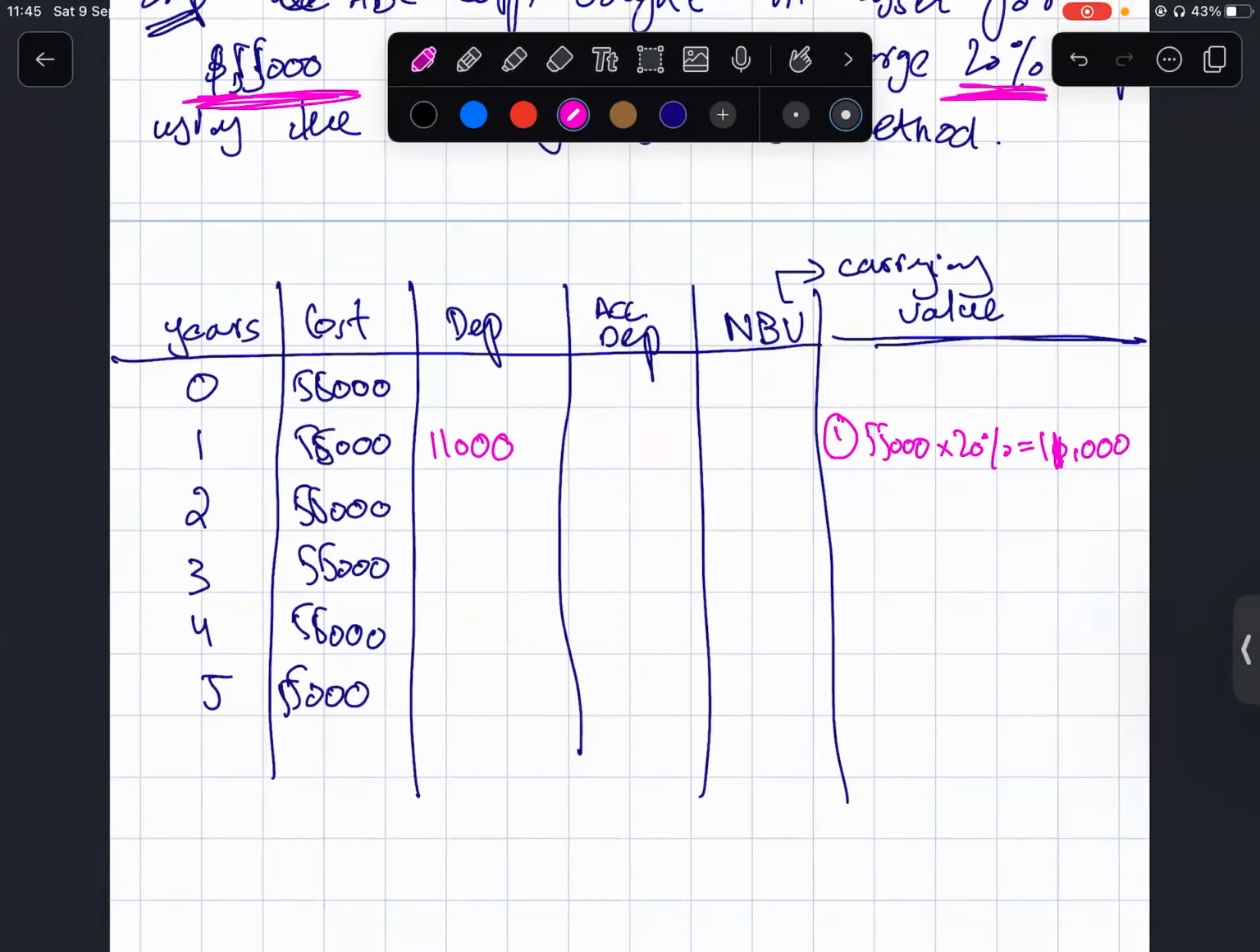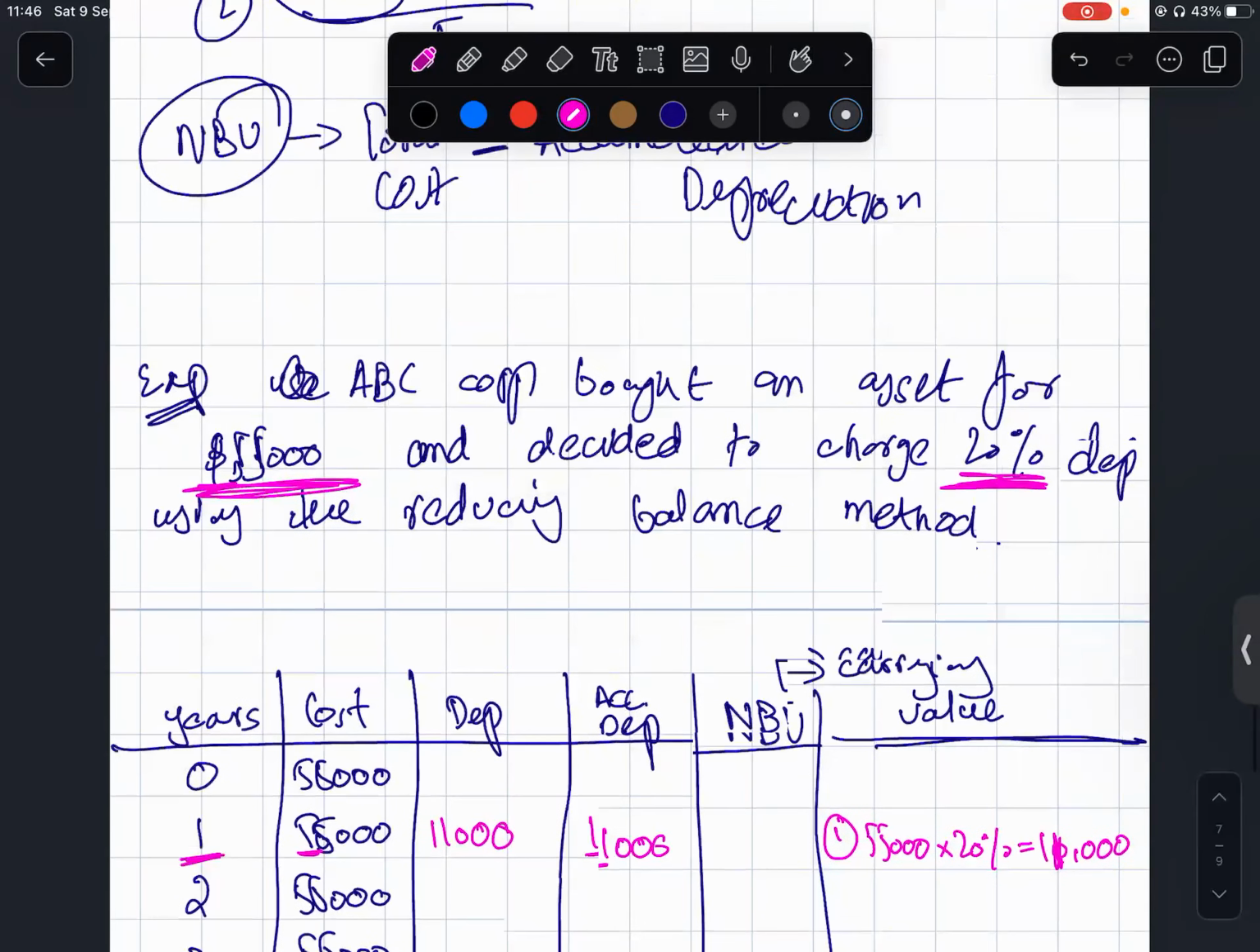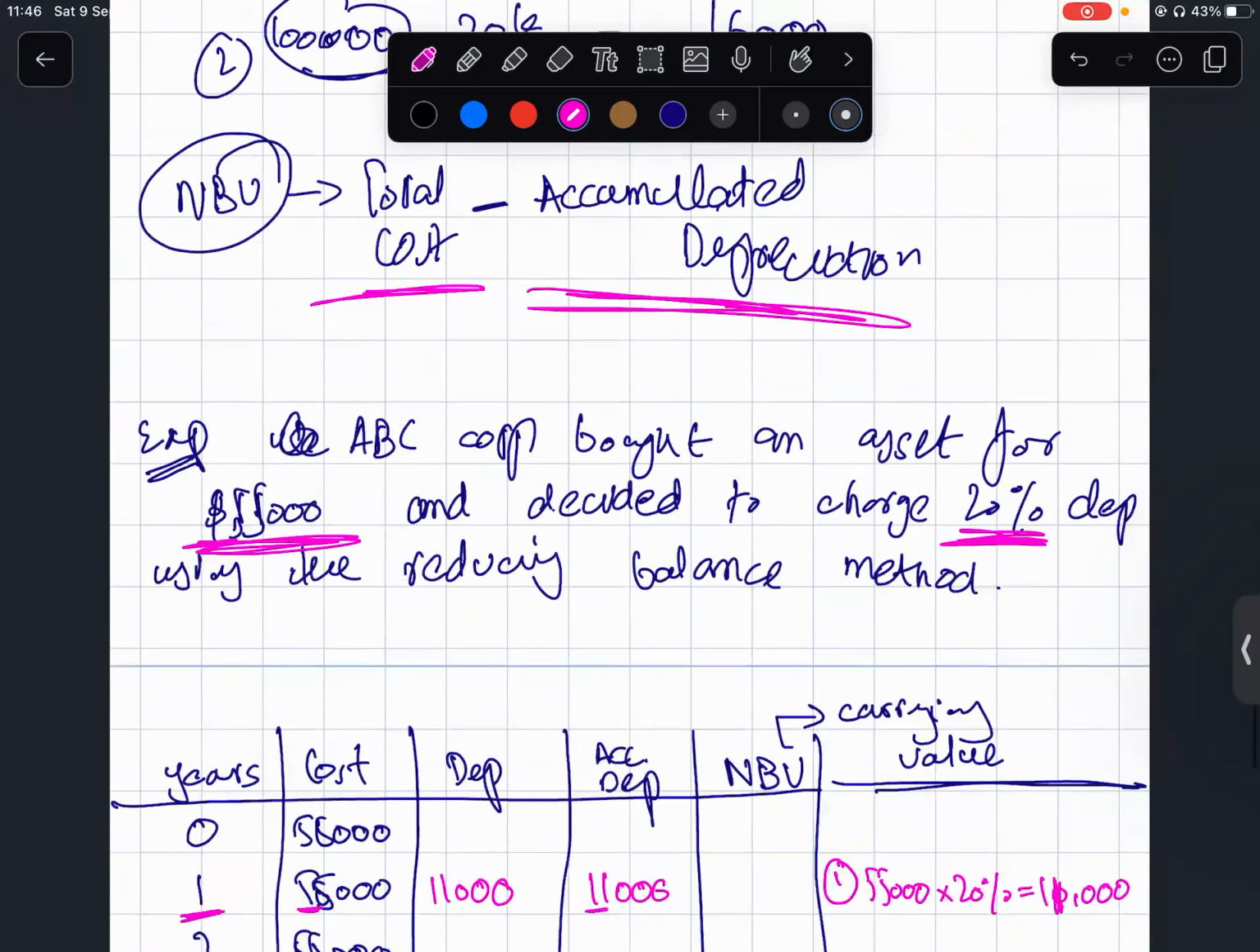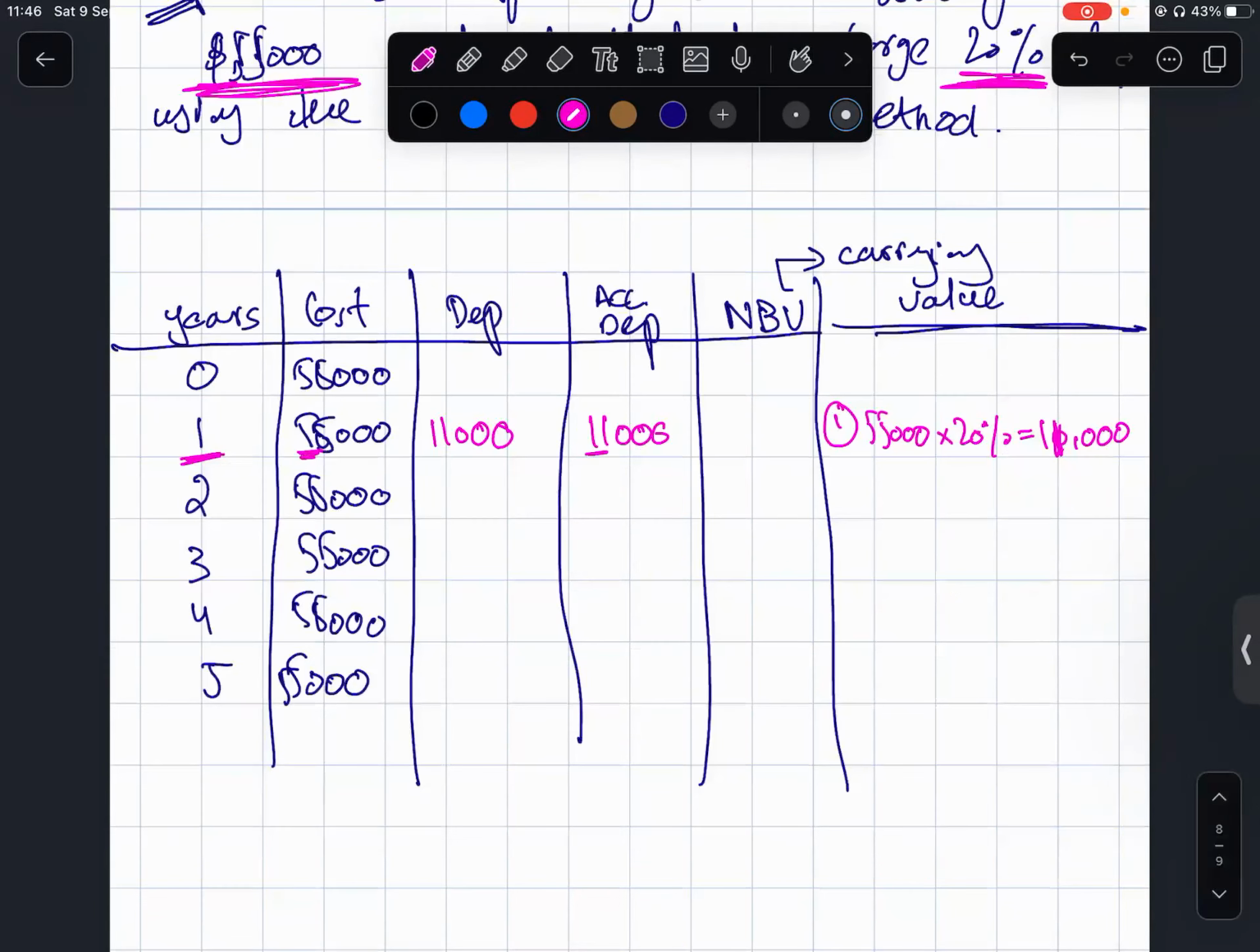Your accumulated depreciation, total depreciation that has been charged by the end of year 1, is 11,000 itself. And your net book value will be this cost minus this depreciation, so total cost minus accumulated depreciation. So you will be left with $44,000. Clear so far then? Yes, sir, I'm clear.